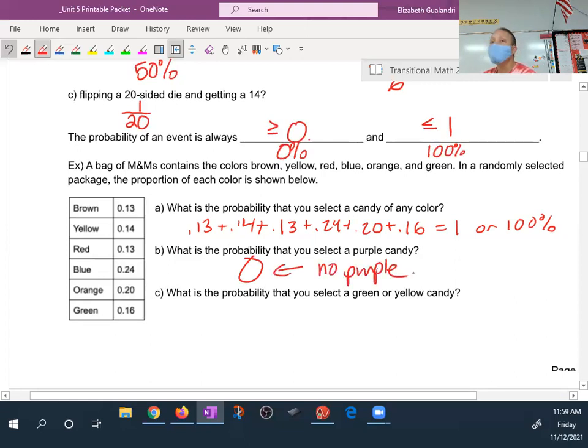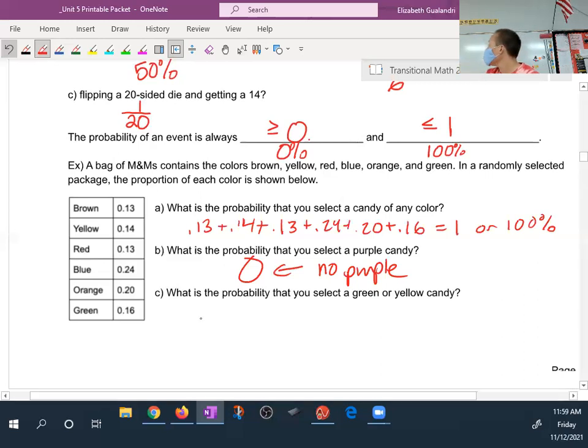Okay, don't say none. There's a probability to it. It's 0%. Okay, but it's 0 there. What's the probability you selected a green or yellow candy? So I drew a candy out and I have green or yellow. What's the probability that that happens?